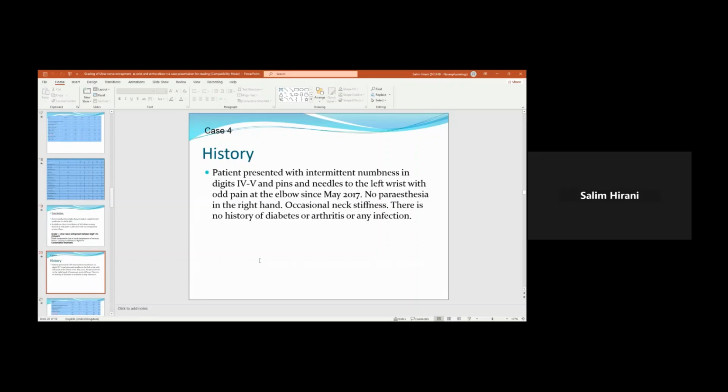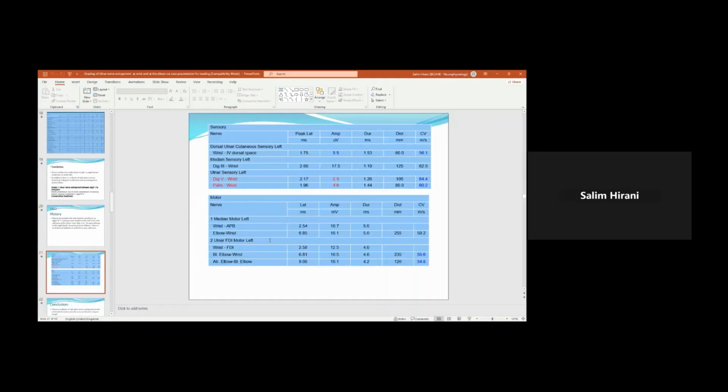Now case 4. The patient presented with intermittent numbness in digits 4 and 5, and pins and needles in the left wrist with odd pain at the elbow since May 2017. No paresthesia in the hand, occasionally neck stiffness. There is no history of diabetes, arthritis or infection.